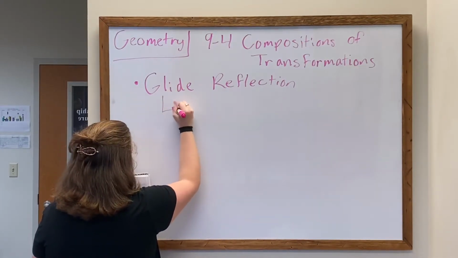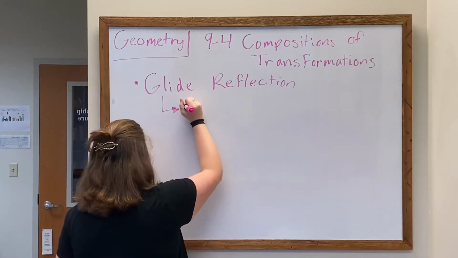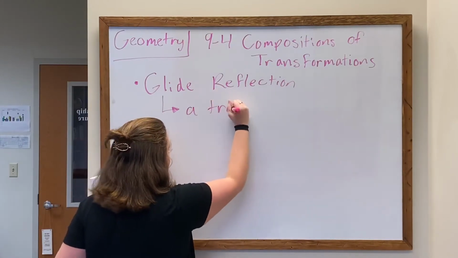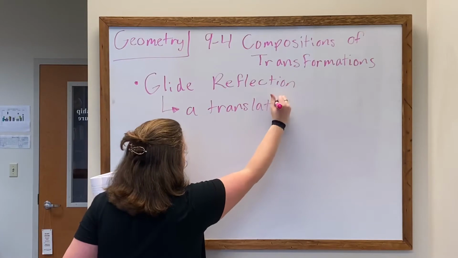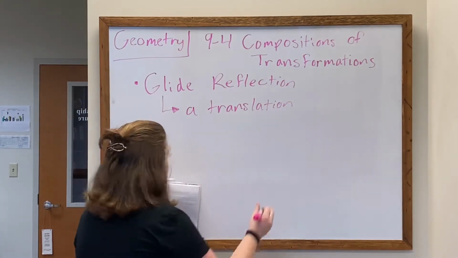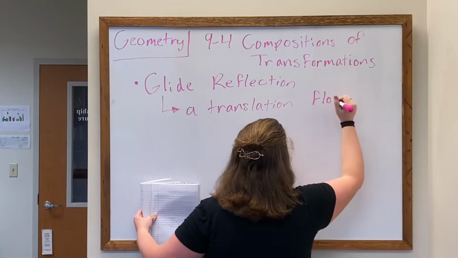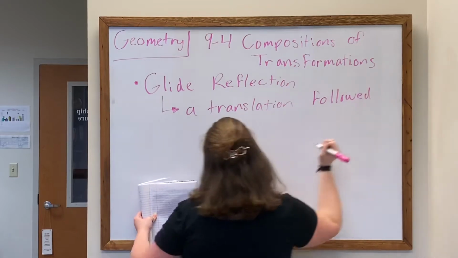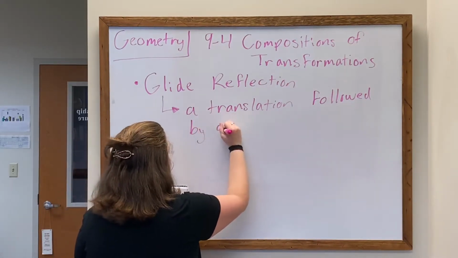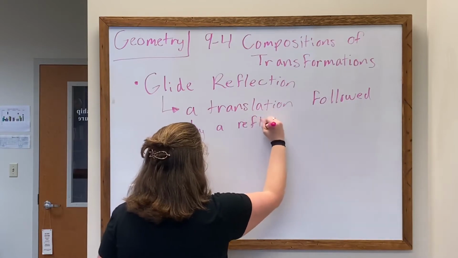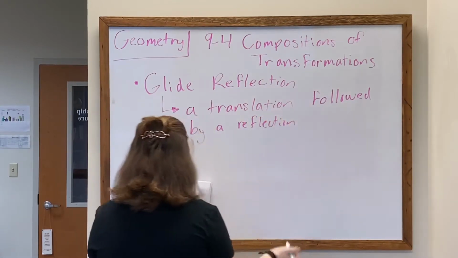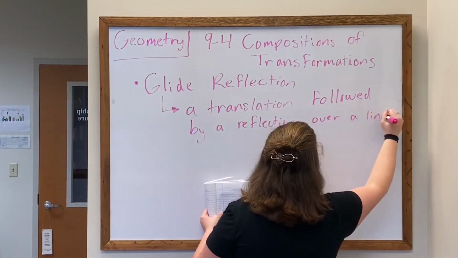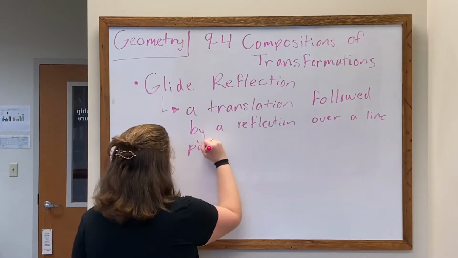So we're going to take our original image, and we're just going to call it a translation of that original image, followed by a reflection over a line parallel to the translation vector.